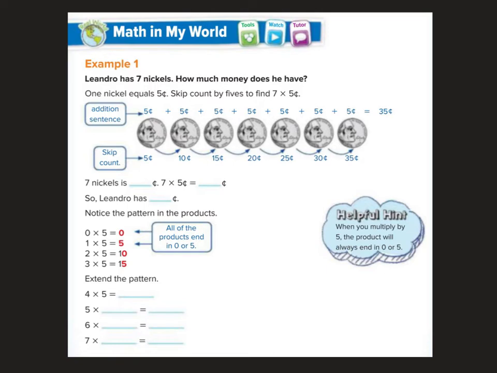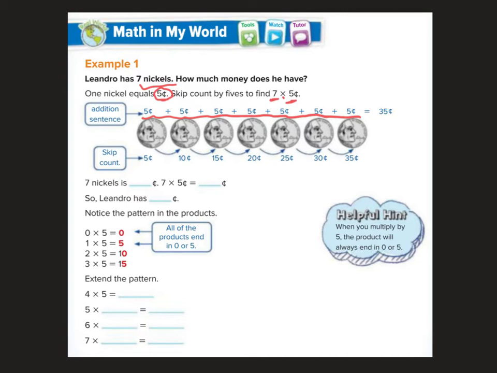Leandro has 7 nickels. How much money does he have? We know 1 nickel equals 5 cents. If I skip count by fives to find what is 7 times 5 cents, then I can figure out how much money he has. I've got one option: I can do 5 plus 5 plus 5 plus 5 plus 5 plus 5 plus 5. Or I have the option of skip counting.